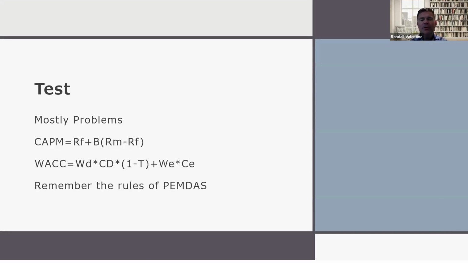The formulas you need to know for this particular problem set are the CAPM formula, which is the risk-free rate plus beta times the return on the market minus the risk-free rate, and the weighted average cost of capital formula. With the weighted average cost of capital formula, I give you exactly what the weights are and don't make you compute the weights in this particular variation. If you get to a more advanced finance class, you will have to compute those weights.